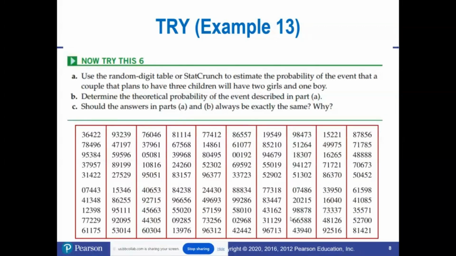We want to use that to estimate the probability of the event that a couple that determines to have 3 children will have 2 girls and 1 boy. And then on B, we'll determine the theoretical probability of the event. And then on C, discuss whether or not the answers are the same.